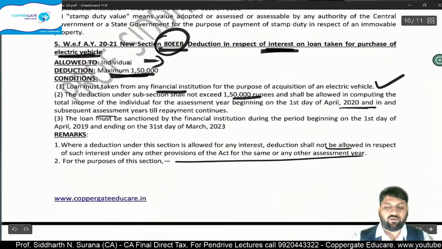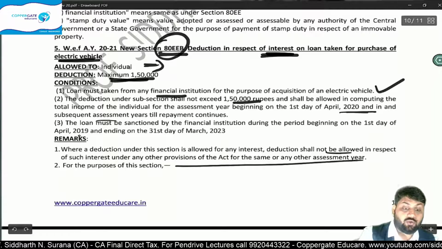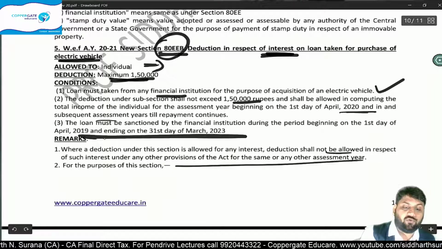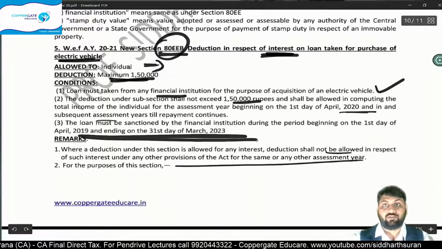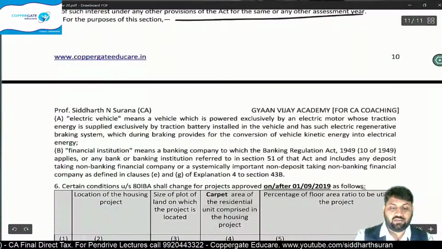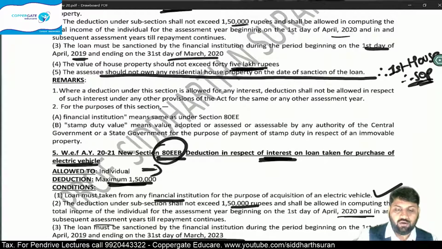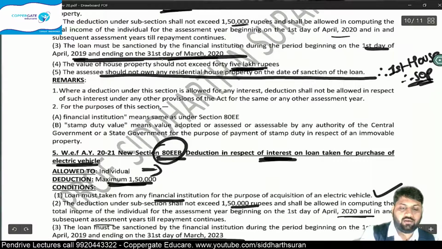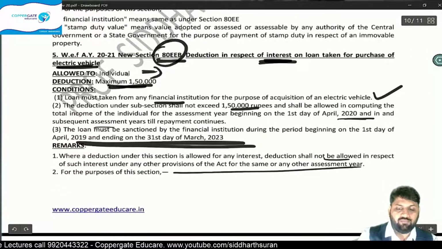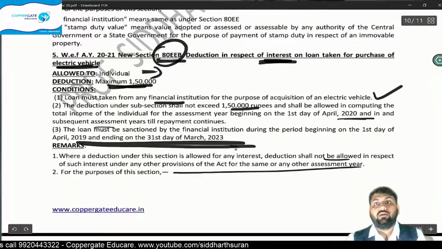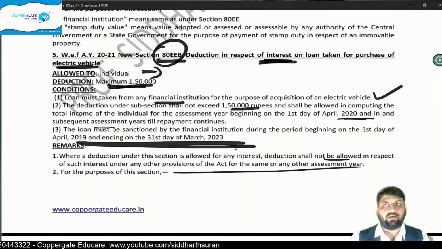So loan taken for the purchase of electric vehicle, and this loan can be taken from 1/4/19 till 31st March 23. So there is a difference here. For home loan, the home loan has to be taken during the year 19-20, but this loan can be taken in 19-20, 20-21, 21-22, 22-23. We are giving you 4 years time.